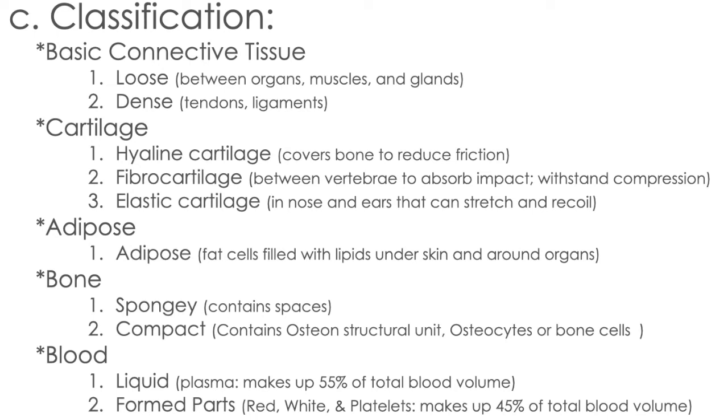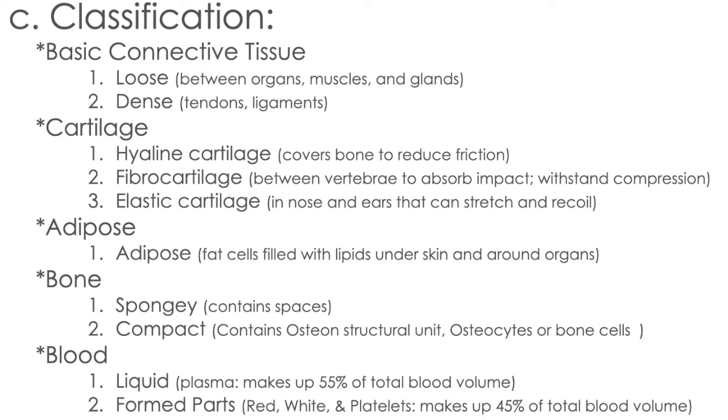Then we have two types of bone tissue. We have the spongy tissue, which contains spaces. This is more on the inside of the bone, while the compact bone contains the osteon, the structural units, the bone cells, which are called osteocytes, and this is more concrete, more solid.